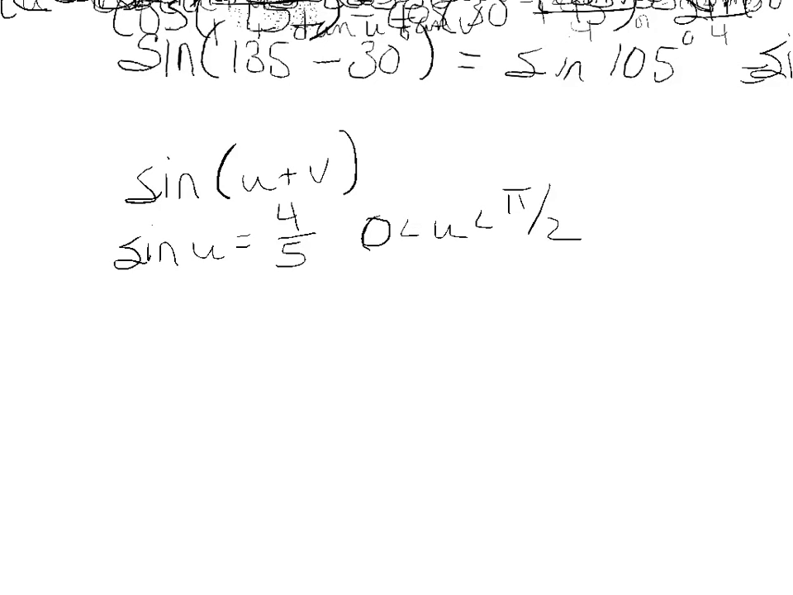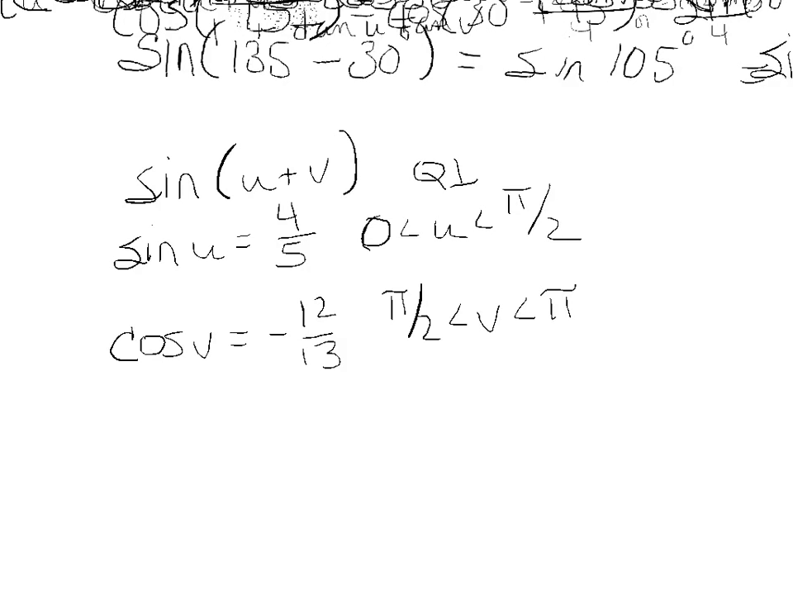And then I know that the cosine of v is negative 12/13, and we are between pi over 2 and pi. So, Chris, what is that telling me? That if the angle is between pi over 2 and pi? Quadrant 2. All right, so angle U is in quadrant 1. Angle V is in quadrant 2.